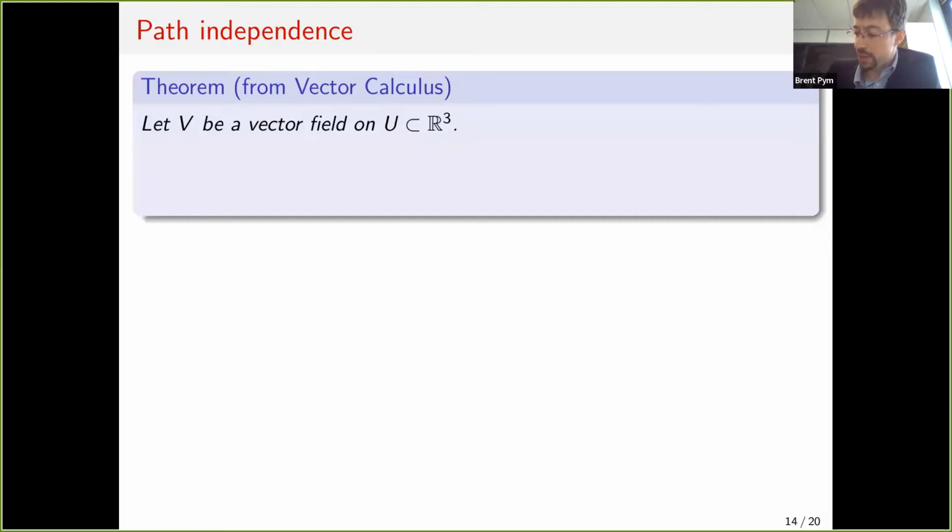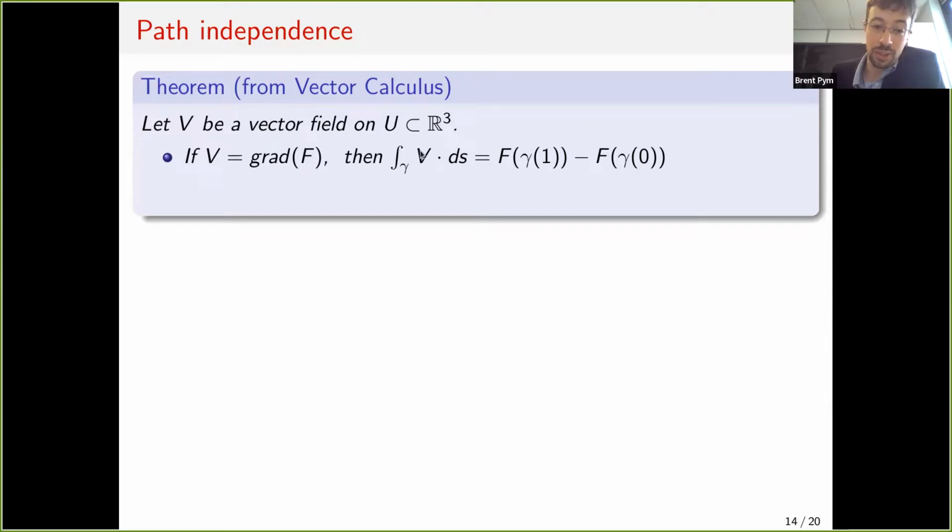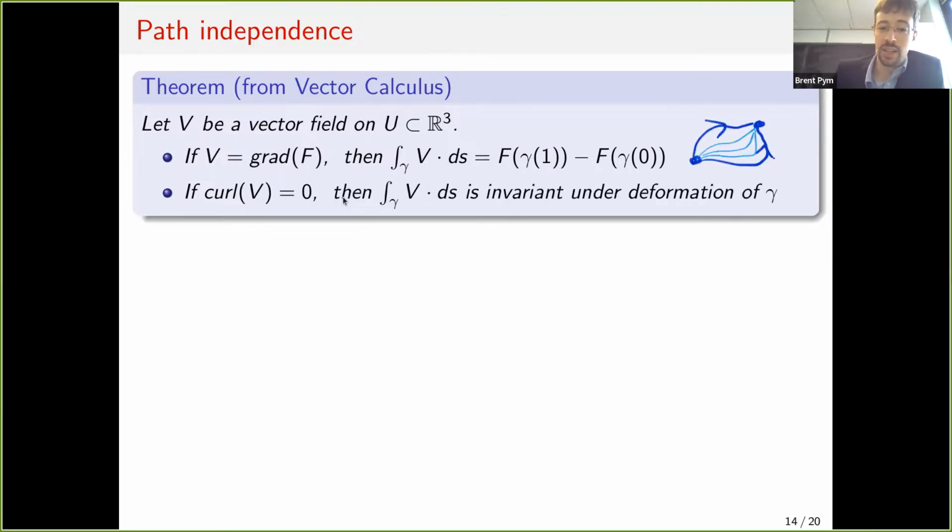And you can prove some important facts about these kinds of integrals. So there are generalizations of the theorems of vector calculus. So in vector calculus, you learn that if you have a vector field on some domain in R3, which is the gradient of a function, and you evaluate a line integral of this vector field along a path, then there's a kind of version of the fundamental theorem of calculus, which says you just have to evaluate the function f at the endpoints of the path. And similarly, you show that if the curl of this vector field is equal to 0, then the integral is invariant under deforming the path.